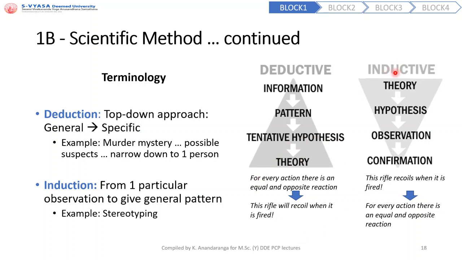In the inductive logic, you take one example. You have fired a rifle and you have observed the recoil. This becomes your information. With this information, you make a generalist statement that for every action there is an equal and opposite reaction. This example is not to say that this is better or one is better than the other. The idea here is to use the appropriate approach for your scientific question. Sometimes it's a deductive approach, sometimes it's an inductive approach.